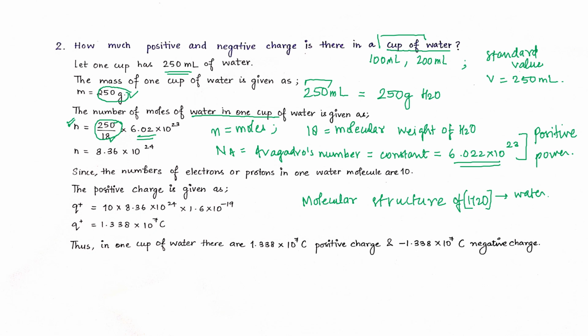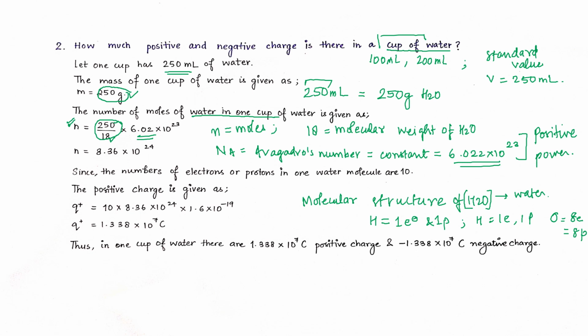In this H2O, H is having only one electron and hence one proton. Similarly, the other H is also having one electron, one proton, and O is having 8 electrons and hence 8 protons. Why is the amount of electrons and protons equal? It is for providing stability to the atoms.